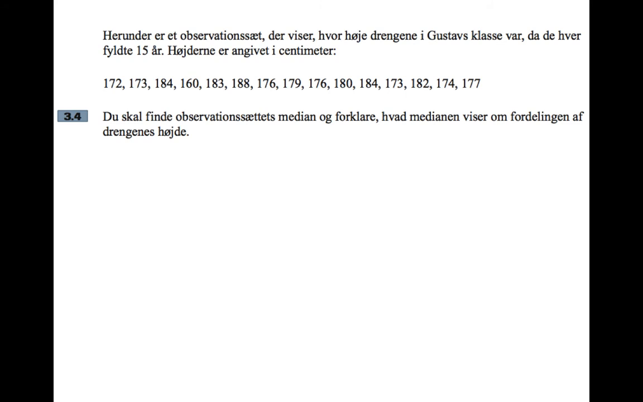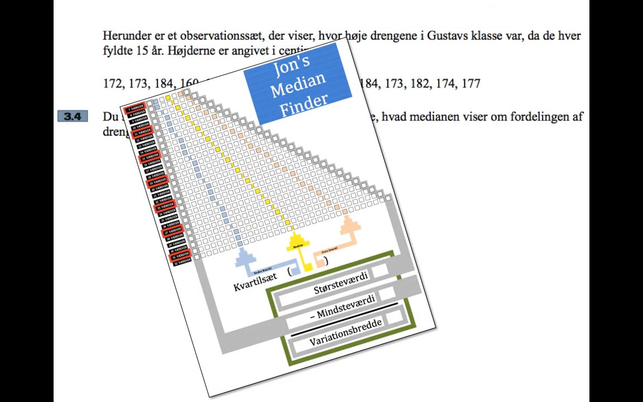Okay, below is a set of observed values that shows how tall boys in Gustav's class were when they reached 15. The heights are given in centimeters. You have to find the median of the data set and explain what the median shows about the distribution of the boys' heights. Well, you might want to use my handy median finder and fill the values in and find it that way.